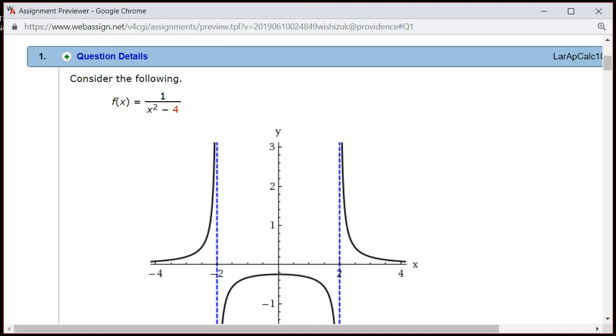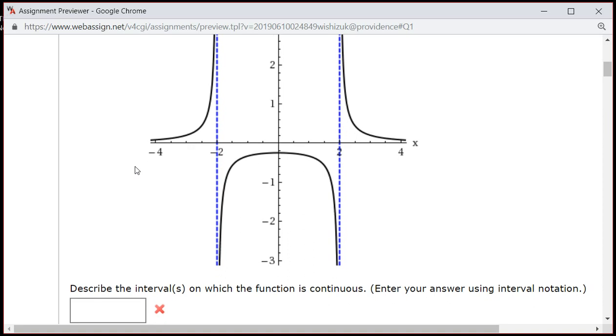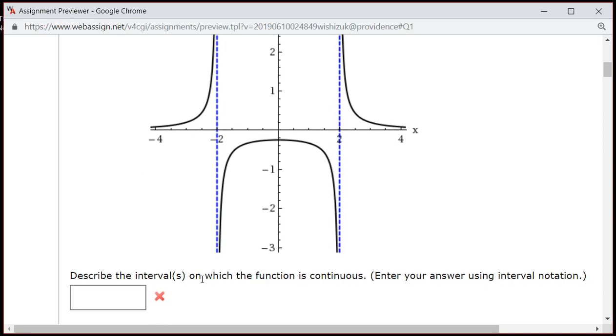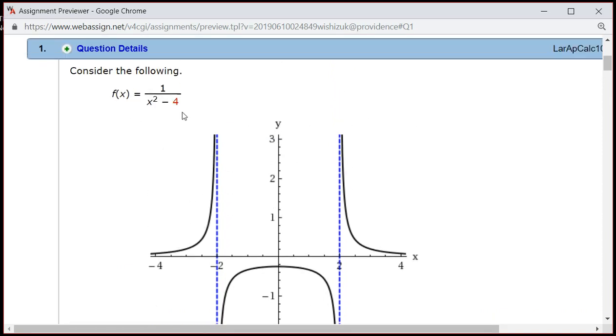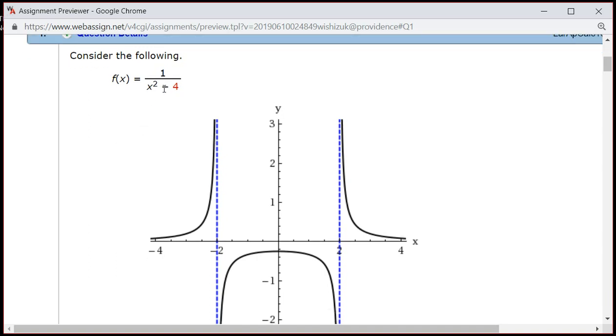All right, let's look at homework 1.6, problem number 1. Let's look at this rational function. Describe the intervals on which the function is continuous. Remember that when you have a rational function, it is continuous on its domain. So we have to make sure that the denominator is non-zero.